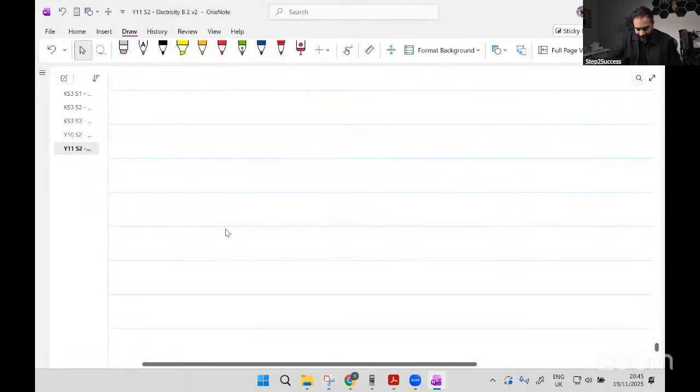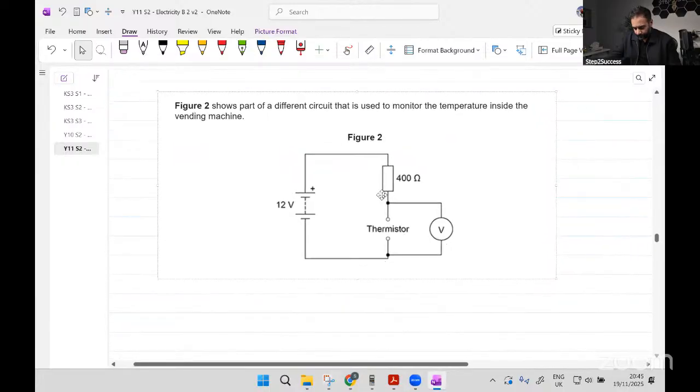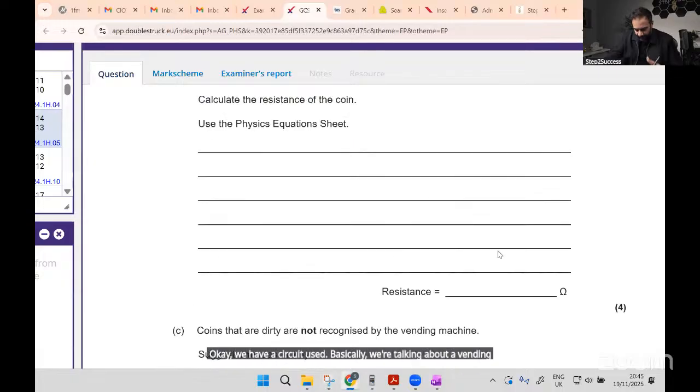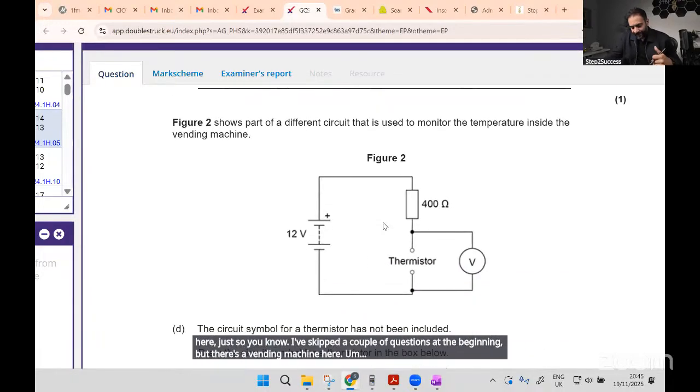It's very similar to the thing I just drew. Okay, we have a circuit here, but basically we're talking about a vending machine, just so you know. I've skipped a couple of questions at the beginning, but there's a vending machine here, and we are showing part of a circuit used to monitor the temperature in the vending machine.